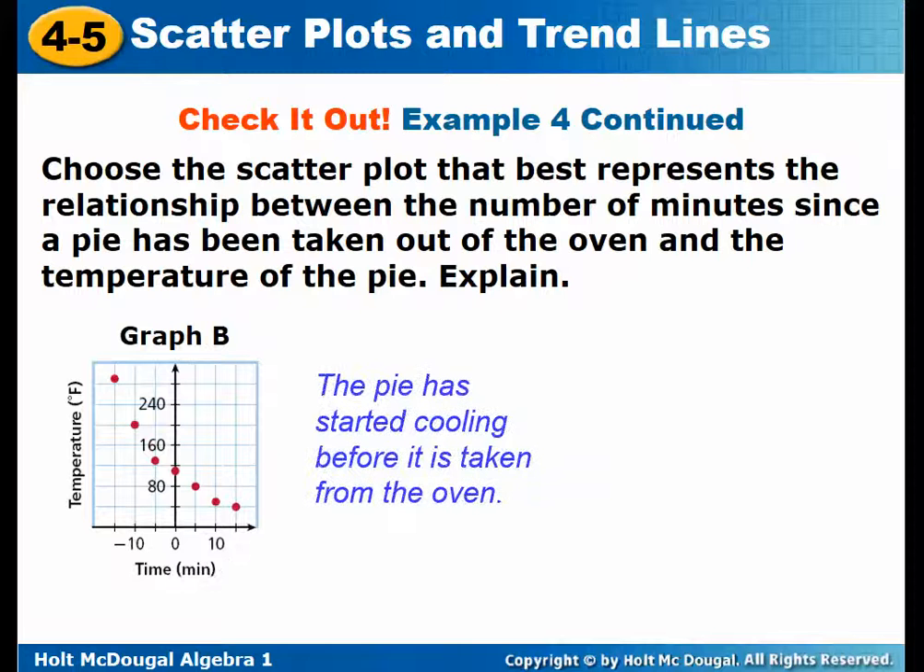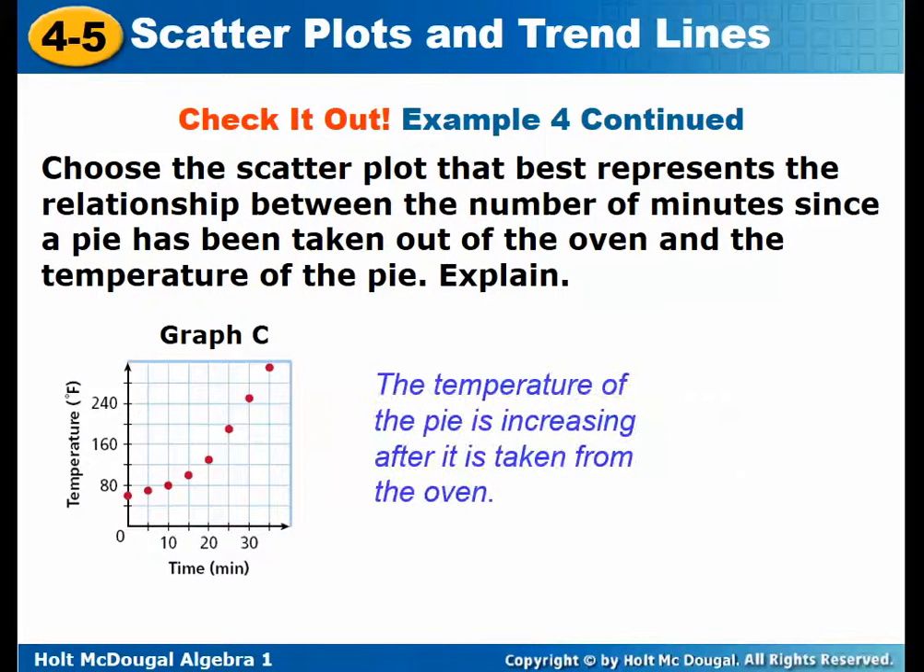In graph B, the pie started cooling off at like 15 minutes before they took it out of the oven. I guess this is possible if you turn the oven off and leave the pie in there, but the situation says a pie has been taken out of the oven, so this doesn't really work. The pie's not out of the oven if it's negative 10 minutes before it was taken out of the oven.